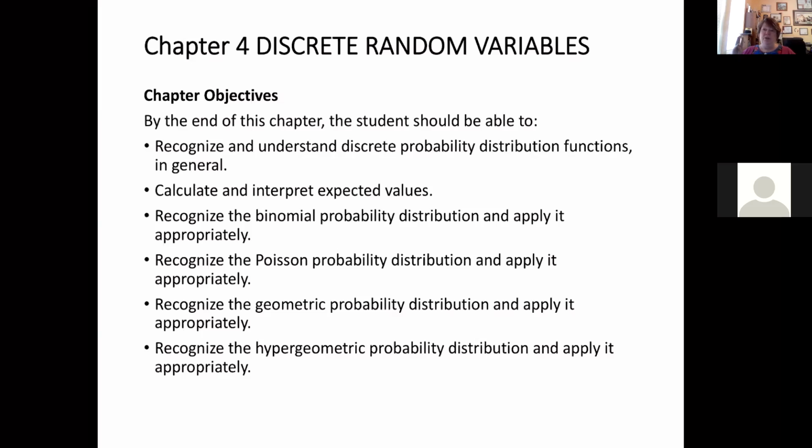Then we're going to get into our 4 examples of discrete probability distribution. We're going to talk about the binomial, the Poisson, the geometric, and the hypergeometric. So we're going to look at those 4 specific types of discrete probability distributions. And each one of them has their unique application. And it's pretty straightforward which one you use for what.